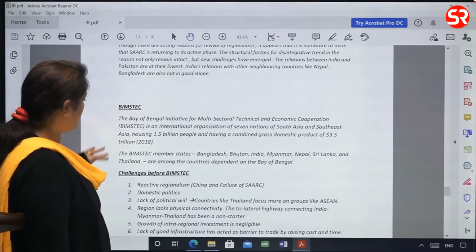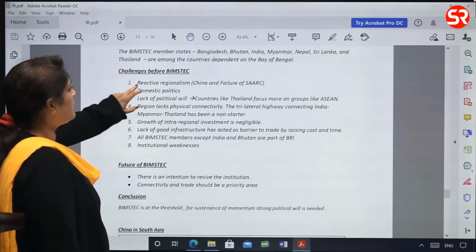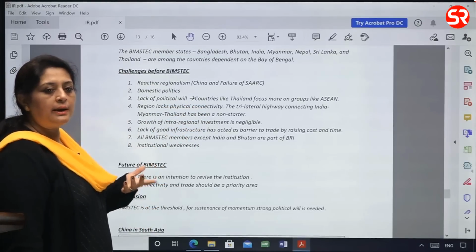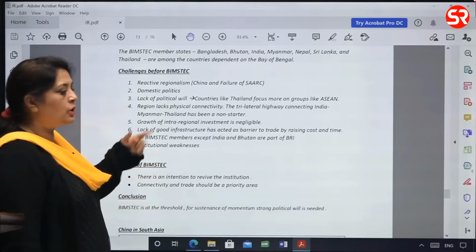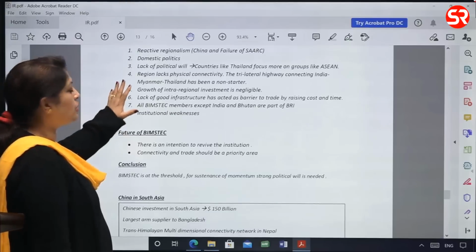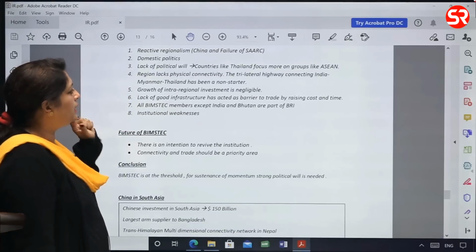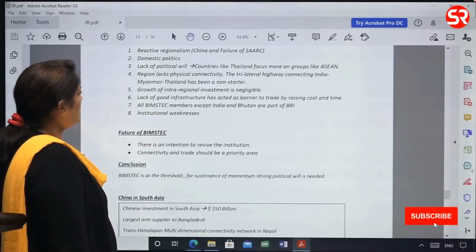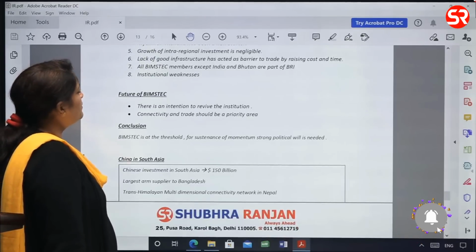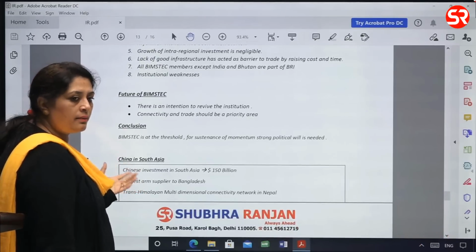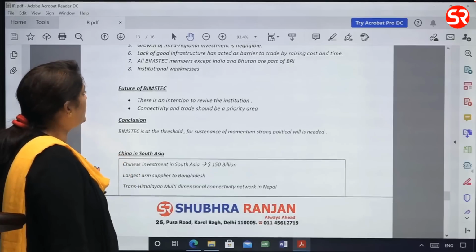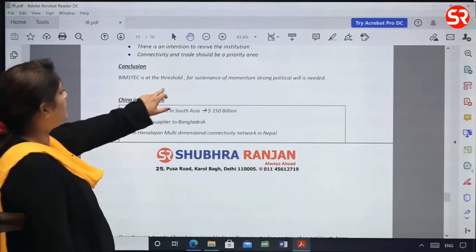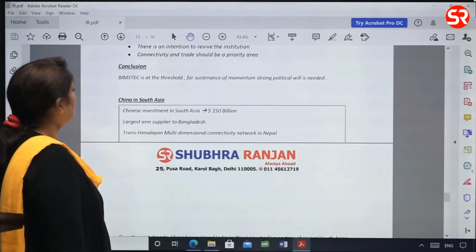Now, BIMSTEC, the facts about BIMSTEC: challenges, reactive regionalism. BIMSTEC has no internal motivation of its own, because SAARC is not coming up, so there is a shift to this regionalism. Challenges include domestic politics, lack of political will, negligible intra-regional investment, and lack of good infrastructure. All BIMSTEC members are part of BRI except India and Bhutan, and there is institutional weakness, but the future seems to be bright, and you can say that BIMSTEC is at the threshold.